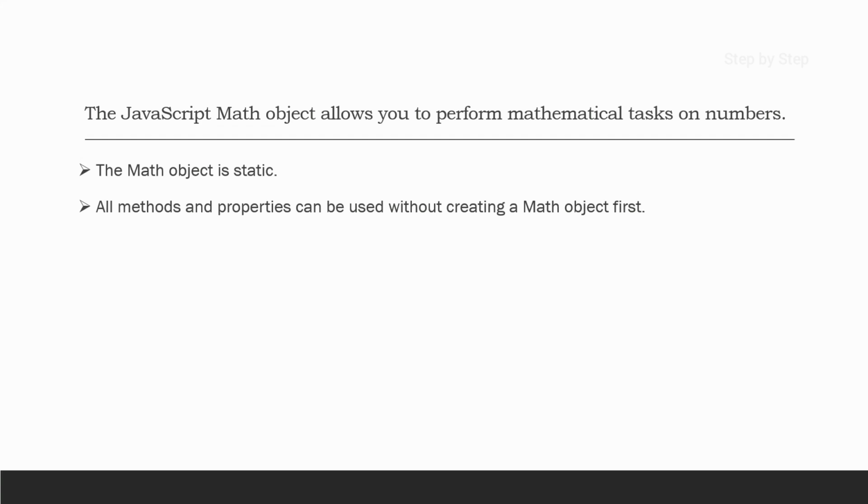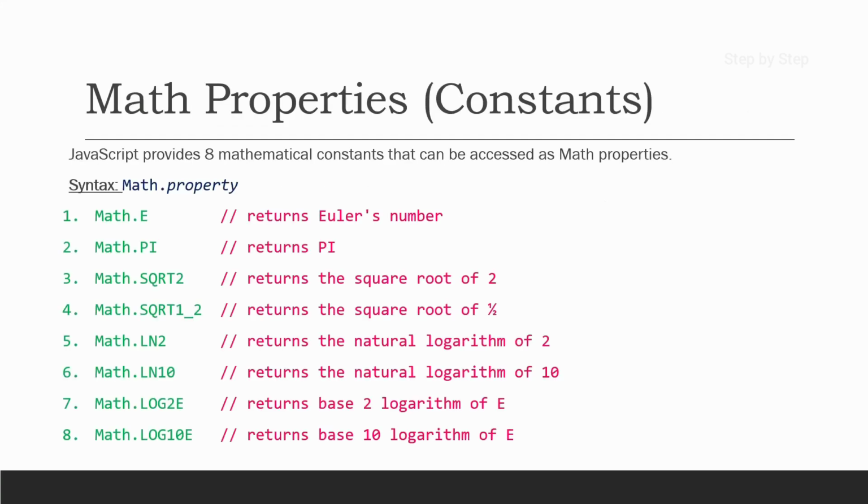Previously, we have seen how to create an array object. We just have to use the new keyword. But when we are using the math object, we specifically don't have to create a math object. Directly, we can use all the properties and methods. And these are the properties inside the math object, and these are constants. We cannot change this.